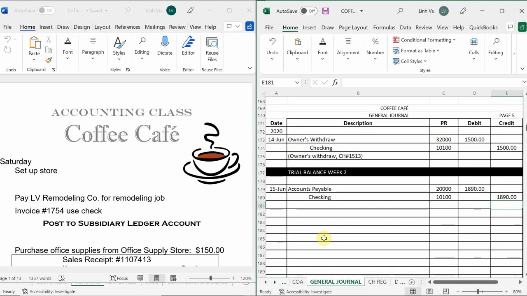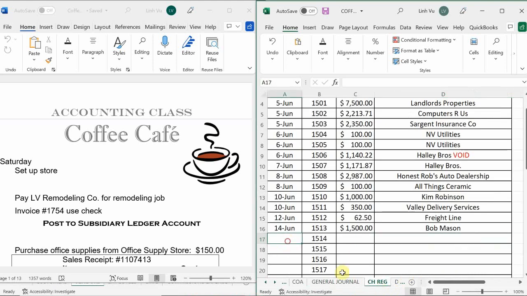We're going to record this in the check register. We're going to be using check number 1514, for $18.90. Where are we writing this check out to? LV Remodeling Company. Good.